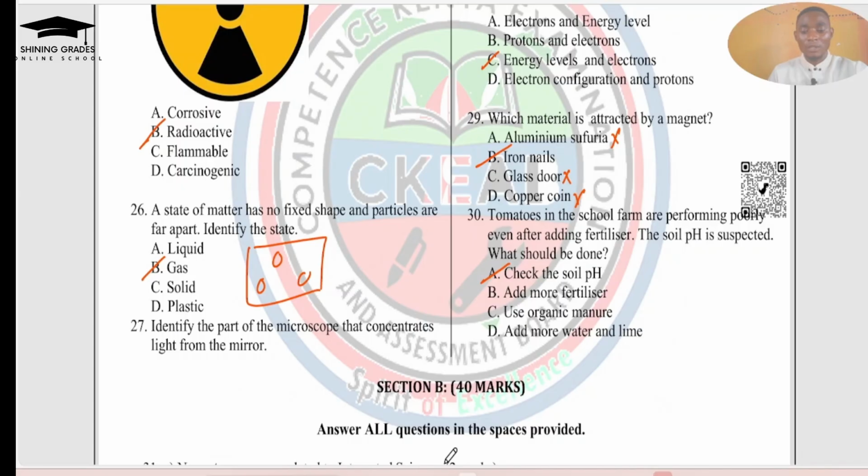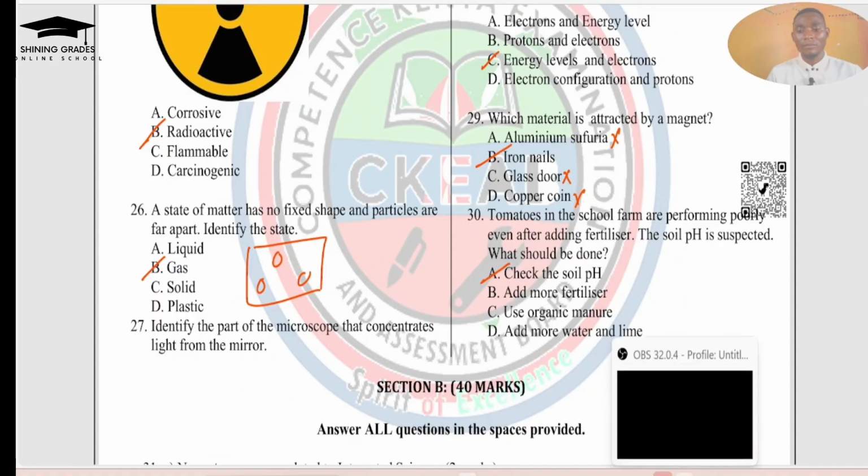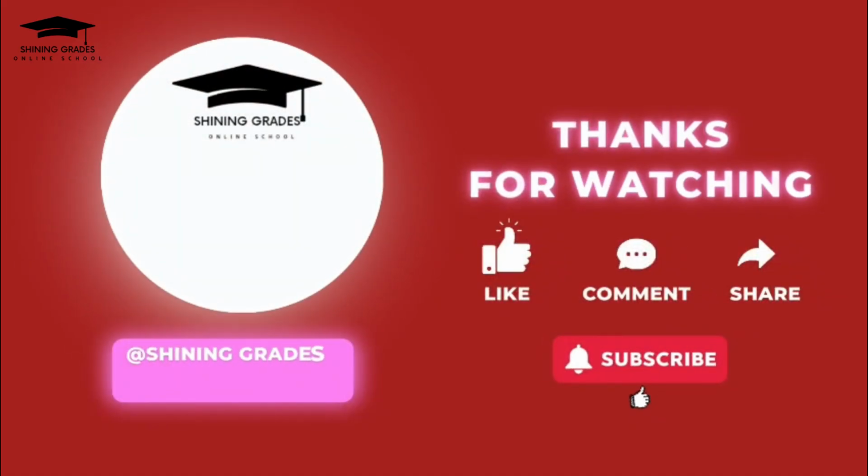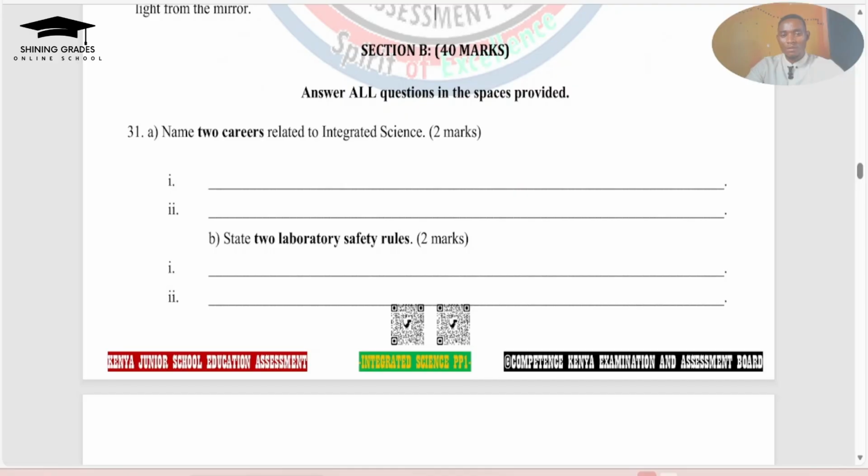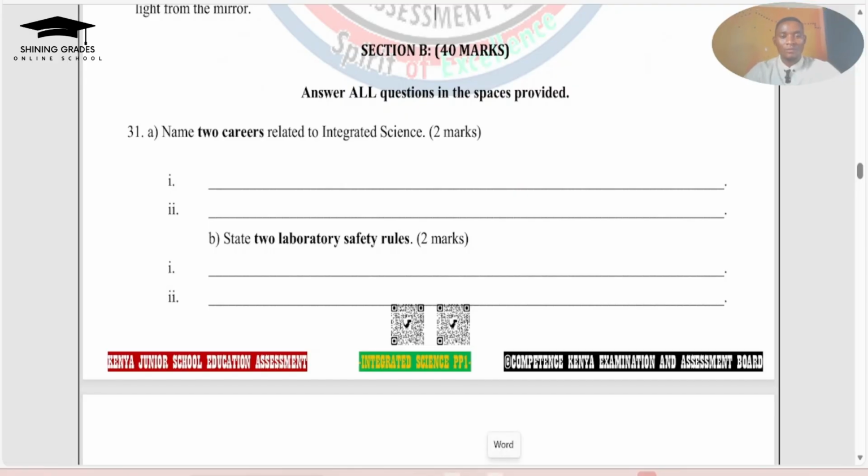So let's move to section B of this paper. Section B, 40 marks, question 31.